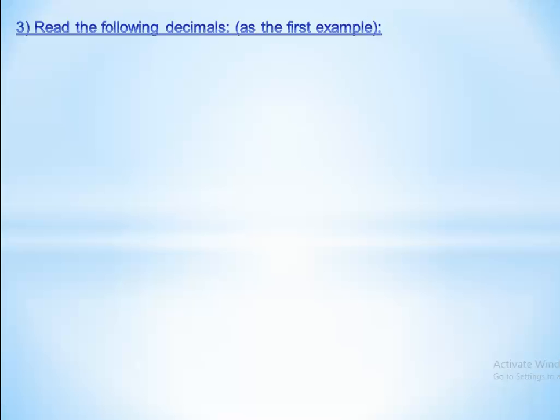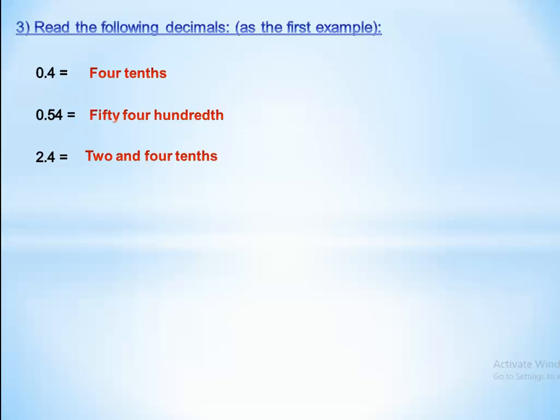Read the following decimals as in the first example. Okay, 0.4 means 4 tenths. 0.54 means 54 hundredths. 2.4 means 2 and 4 tenths. 6.054 means 6 and 54 thousandths.